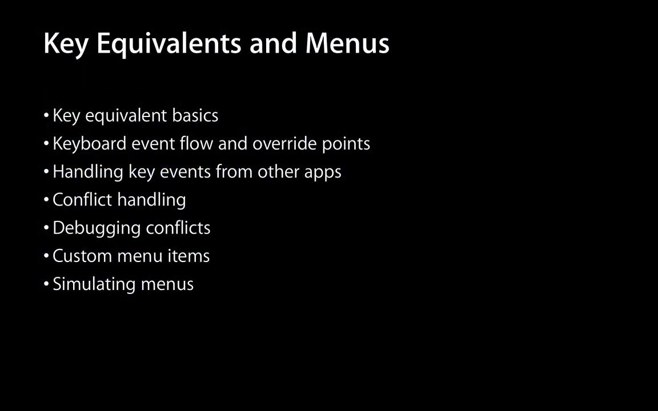So we're going to cover the basics of key equivalent handling. What are key equivalents? How do you set one? We'll go over the keyboard event flow. So when the user actually types a key event, what methods get invoked, and how can your application involve itself with that? We'll talk about handling key equivalents from other applications, so you can respond to events when you aren't even the frontmost app. We'll go over conflict handling. What happens when two menu items claim the same key equivalent? Which one wins? We'll go over how to debug these conflicts when they occur. And then I'll bring up Raleigh for the custom menu items and simulated menus.